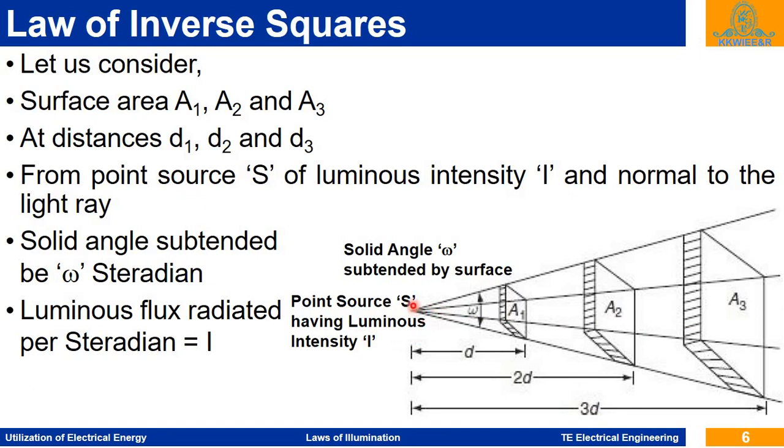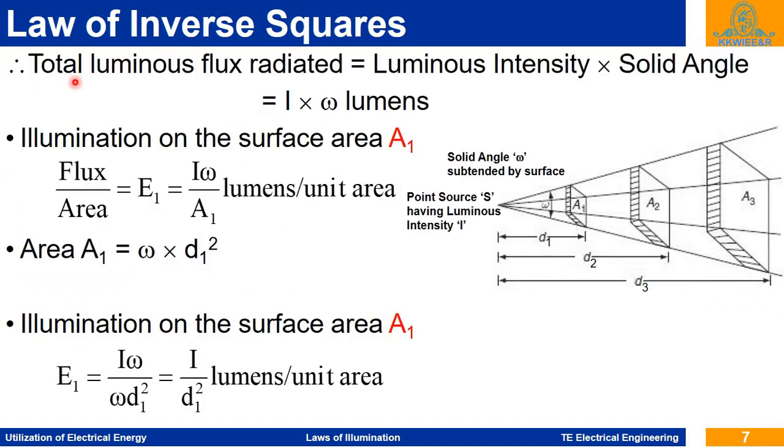This point source S has the luminous intensity I, and the light rays are normal, meaning perpendicular, to the planes A1, A2 and A3. For this pyramid, a solid angle omega is subtended by these light rays, and the luminous flux radiated per steradian is I. From this we can find the total luminous flux radiated by this point source S, which is equal to the luminous intensity multiplied by the solid angle. So the solid angle multiplied by the luminous intensity gives us the total luminous flux radiated by this point source.